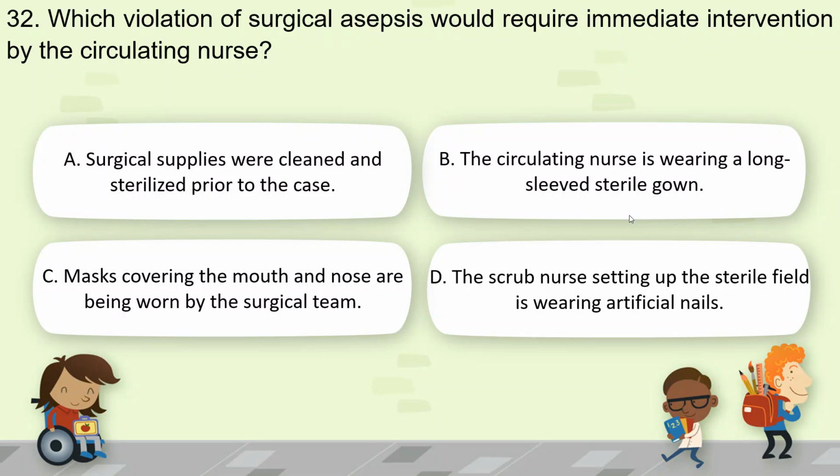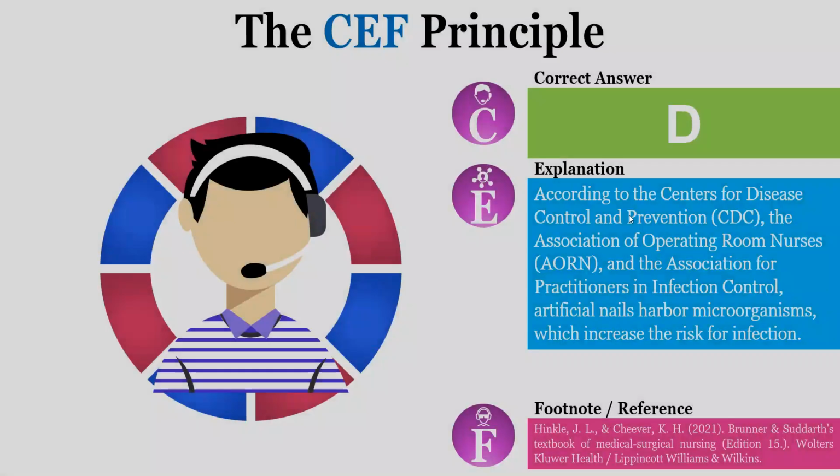That's letter D, because according to the CDC and also our ORNAP in the Philippines and other associations of operating room nurses and infection control, artificial nails harbor microorganisms which increase the risk of infection. So the answer is letter D. A, B, and C are considered not a violation. Number 32 is letter D.